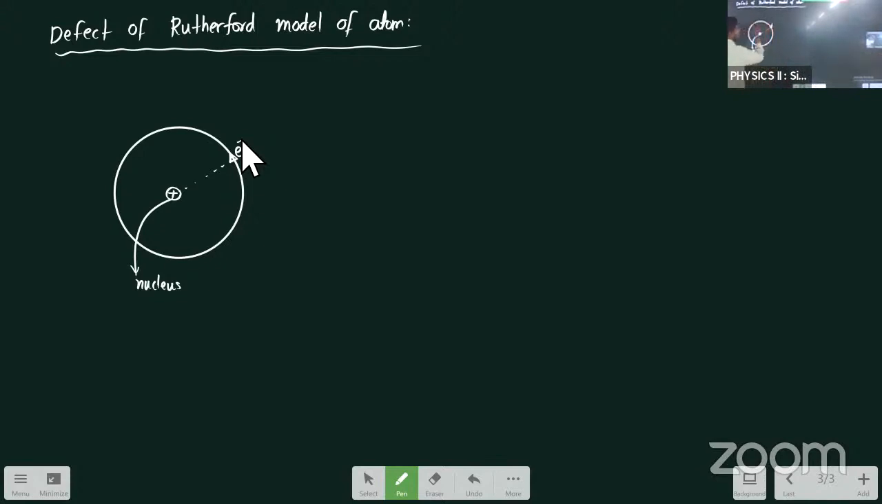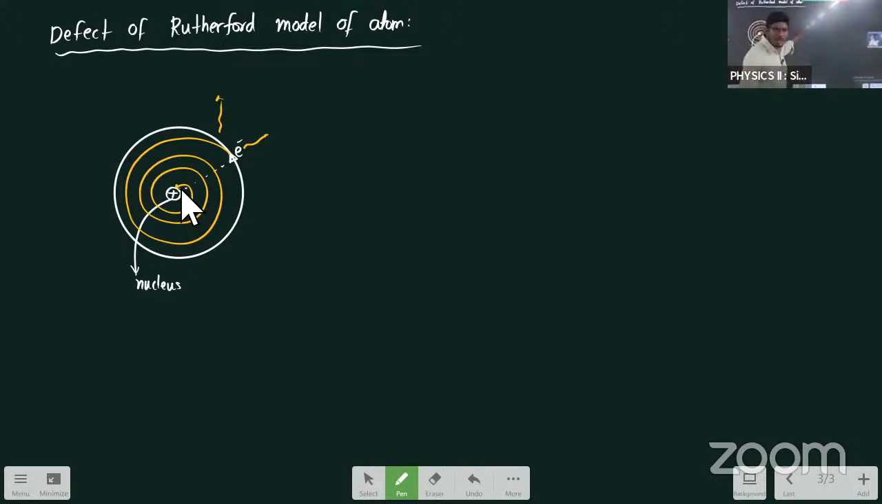As the electron is revolving around the nucleus, what should happen? It should emit the radiation. Eventually, this electron's radius should decrease. As it is emitting the radiation, it should lose the energy, and eventually its radius should decrease and it should fall inside the nucleus, and the atom should collapse. But is this happening? No.